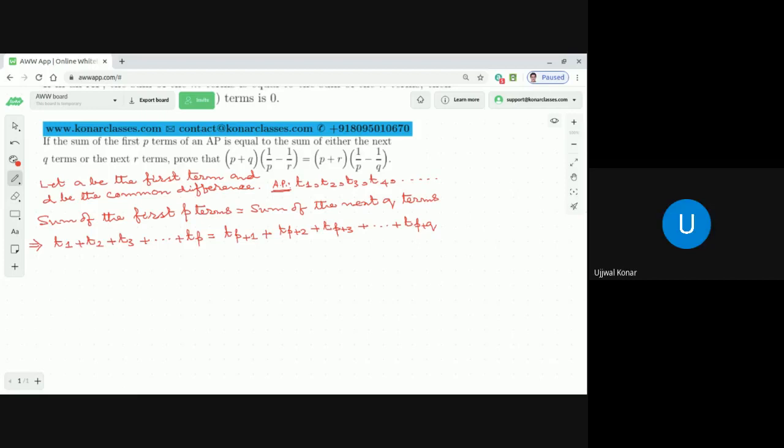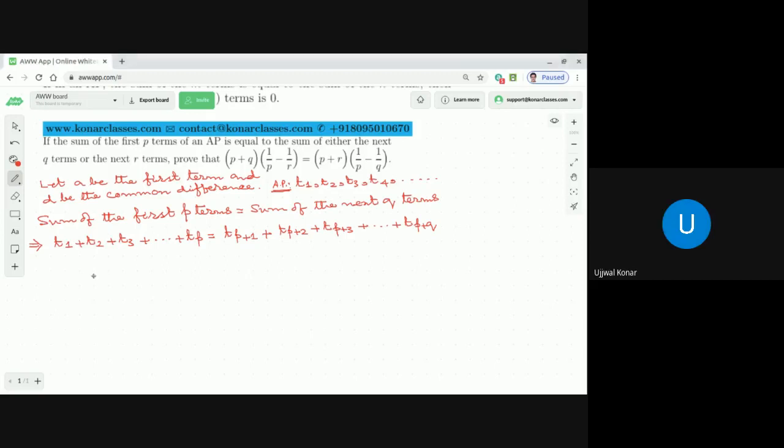Let's take P equal to 5. So the sum of the first 5 terms will be what? T1 plus T2 plus T3 plus T4 plus T5, dear students. And according to the question, that is equal to the sum of the next Q terms. Next means after 5. Suppose that is equal to the sum of the next 9 terms. That means the 6th term, 7th term, 8th term, and 9th term sum is equal to T1 plus T2 plus T3 plus T4 plus T5. That is quite straightforward to understand.